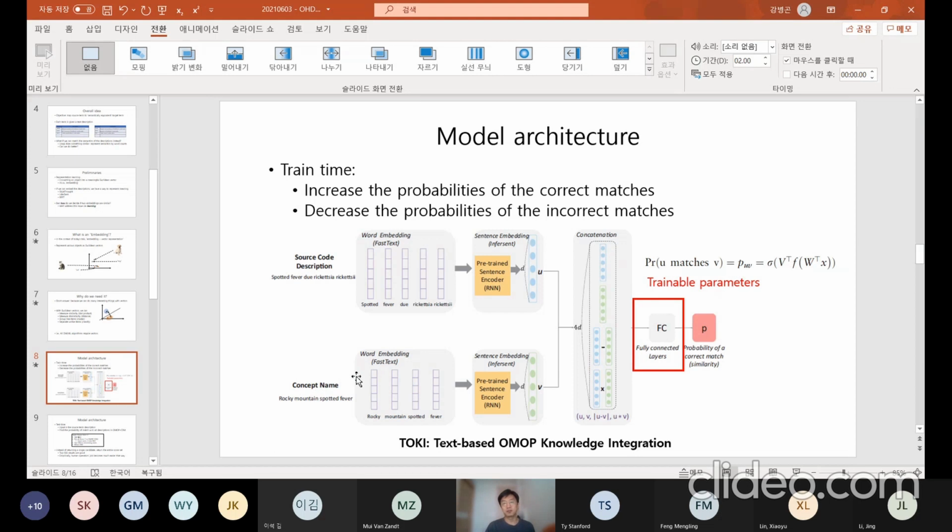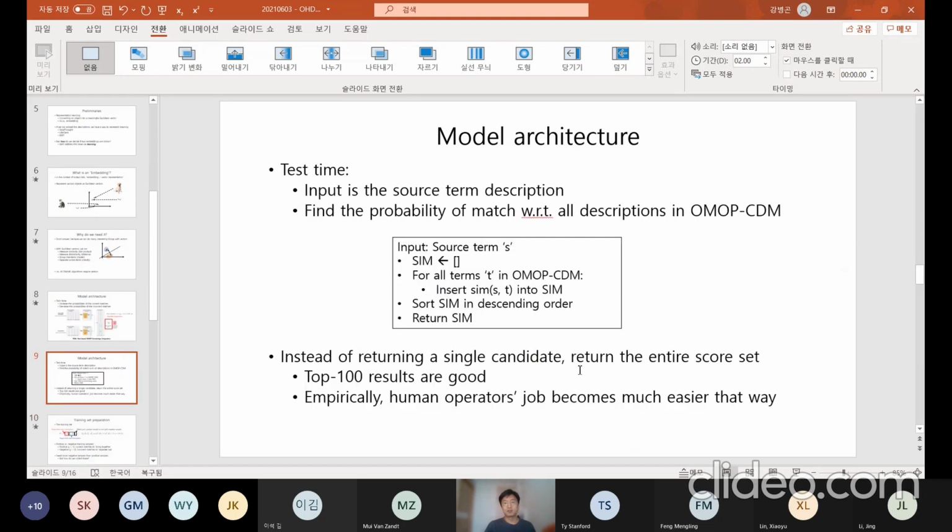And in order to train this whole thing, or actually this thing right here, we want to increase the probability of the correct match and also penalize the incorrect matches as well. So we call this architecture Toki, which is a backronym meaning rabbit in Korean. And once you finish the training of that component, you can use that architecture to perform the actual matching during test time.